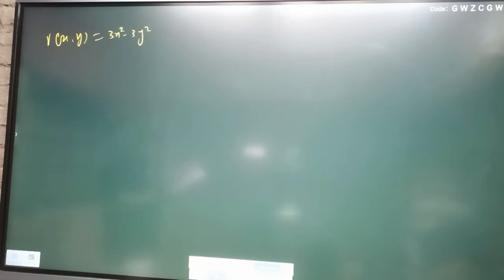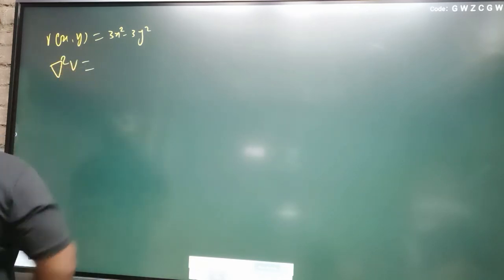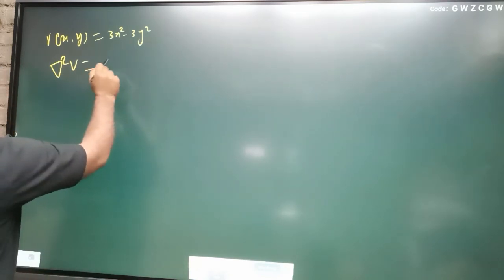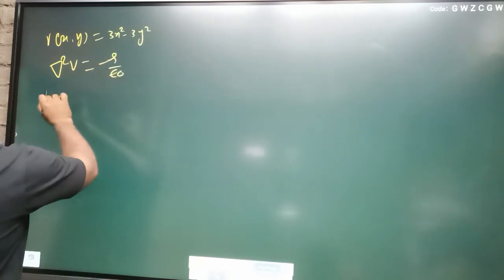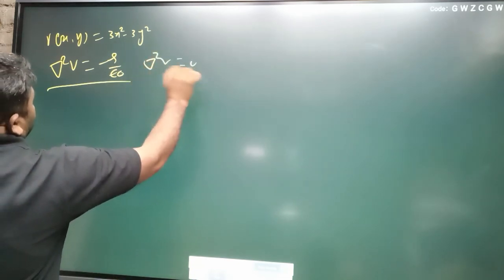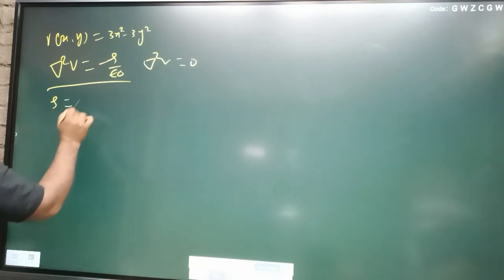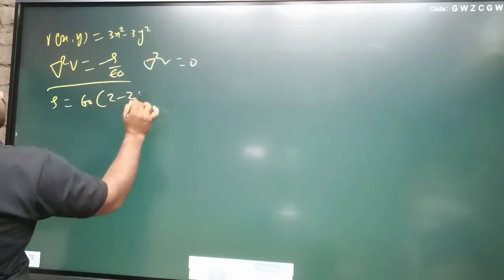First we find E and then find rho. There is a formula relating potential and charge density. This equation is known as Poisson's equation, and if del square V is equal to 0, then rho is epsilon naught times 2 minus 2.